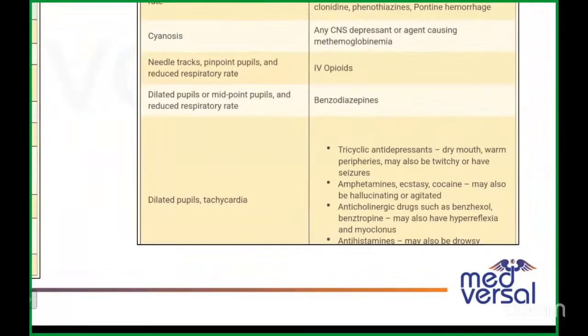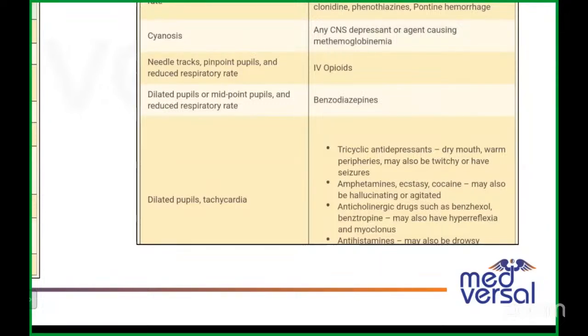Dilated pupils and tachycardia is something that you find with tricyclic antidepressants. You can also find associated hypertension with it. You can find wide QRS complexes with it. And the drug of choice for TCA poisoning is usually IV sodium bicarbonate. That's something which I want you to know. So TCA poisoning can come with dilated pupils, tachycardia, hypertension, as I said, and wide QRS complexes. And the treatment of choice is IV sodium bicarbonate.